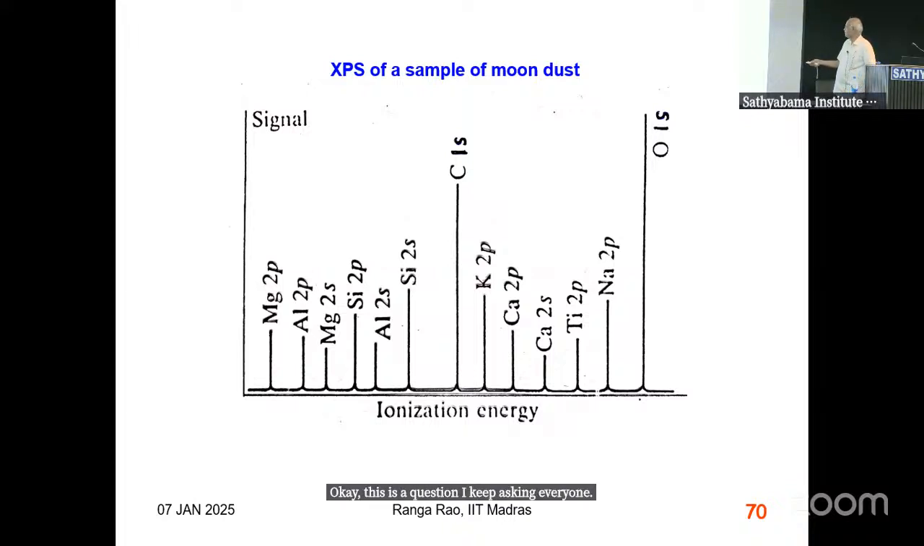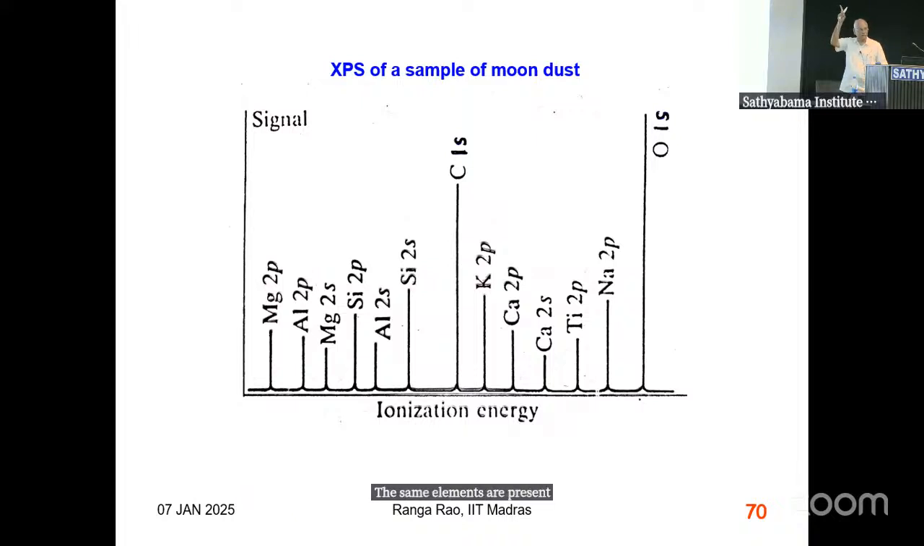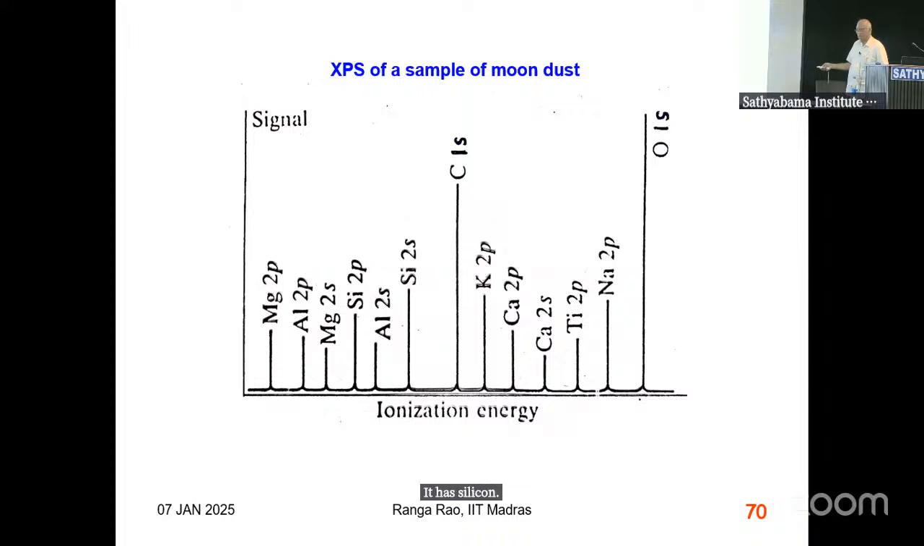Anyway, the point here is all these elements are present on Earth. The same elements are present in moon also, in moon dust. Earth also, you take the sample and then analyze it, you will get more or less similar things. It has silicon. We also have silicon. Marina Beach has so much of silicon. Magnesium, aluminum, calcium, potassium, titanium, sodium, oxygen.